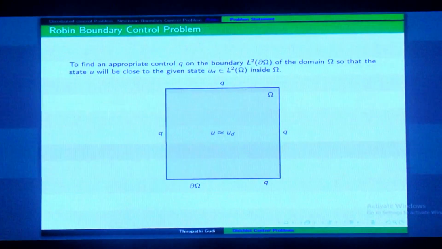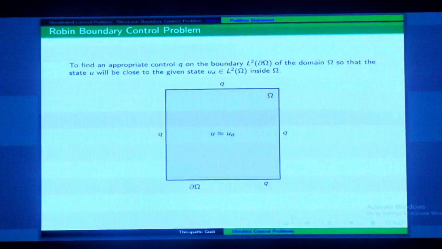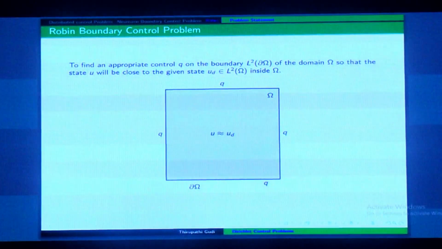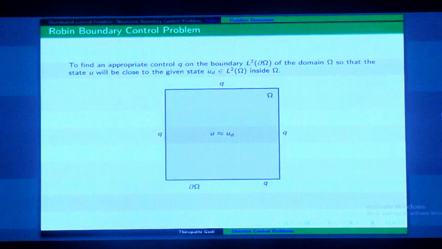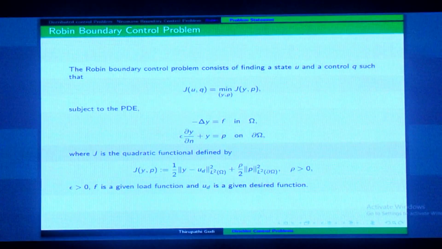The other one is the Robin boundary control problem. For a PDE, you can associate Neumann, Robin and Dirichlet boundary conditions. So if you associate the control through the Robin boundary condition, it becomes a Robin boundary control problem. So here epsilon del y by del n plus y equals p. P is the control, that is the input that you want to give to the system.